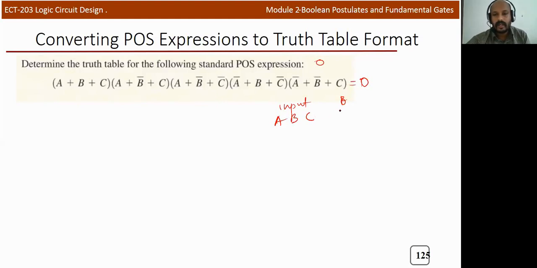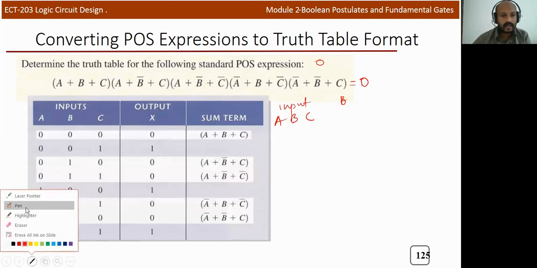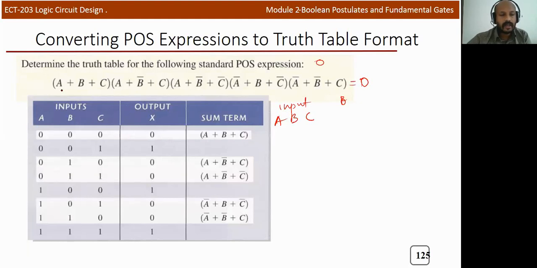Here we need to get the output equal to 0. So in order to get the output equal to 0, the first term, the A plus B plus C term, is equal to 0 when A is equal to 0, B is equal to 0, C is equal to 0. So when A, B, C is equal to 0, the function output is equal to 0. So A plus B plus C.